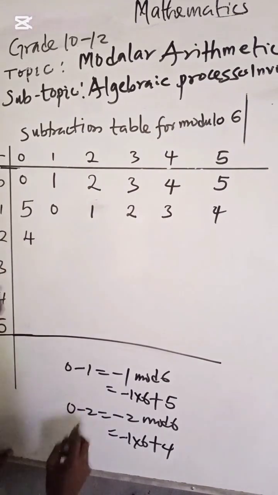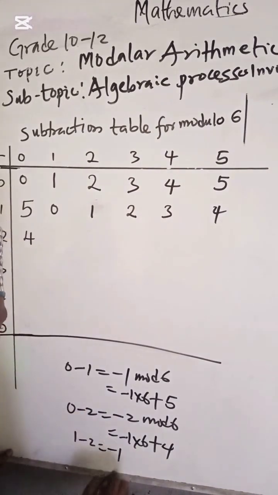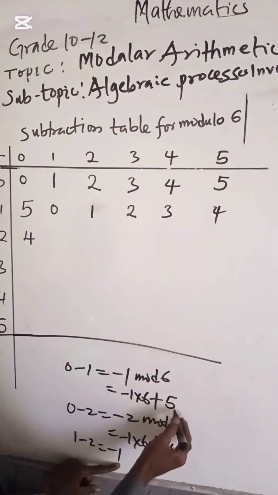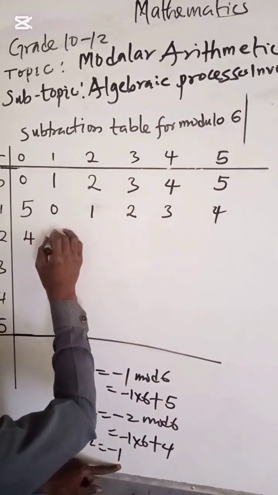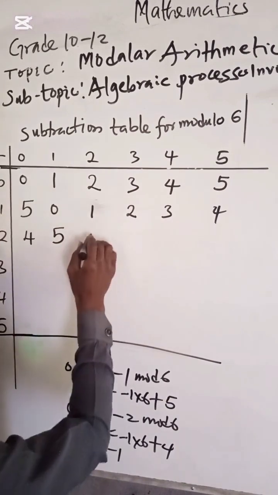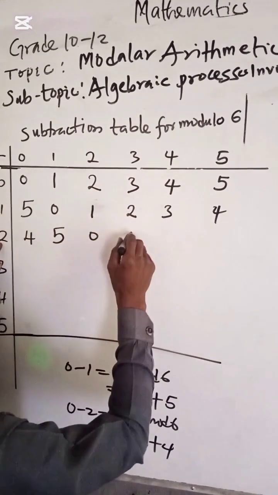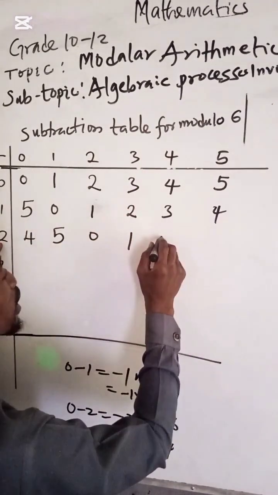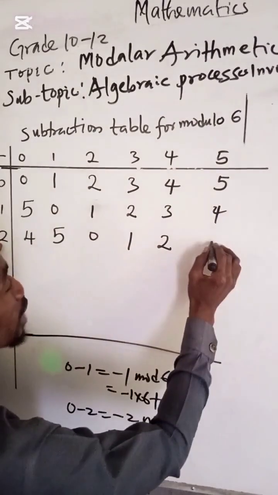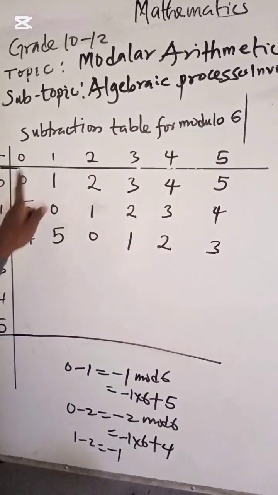1 minus 2, that is minus 1. When we had minus 1 the other time, remember we have 5. This place is 5. 2 minus 2, 0. 3 minus 2, 1. 4 minus 2, that is 2. 5 minus 2, that is 3.